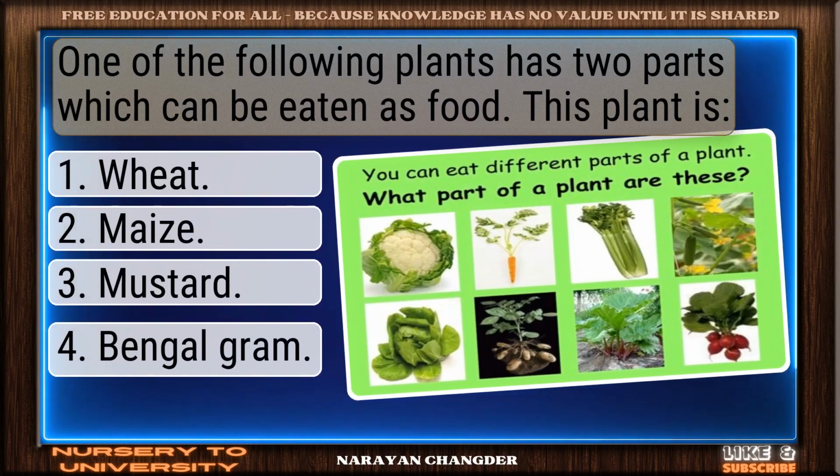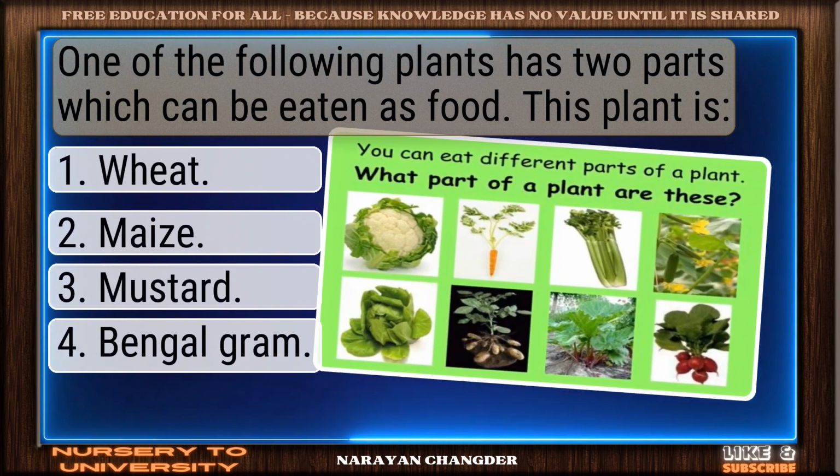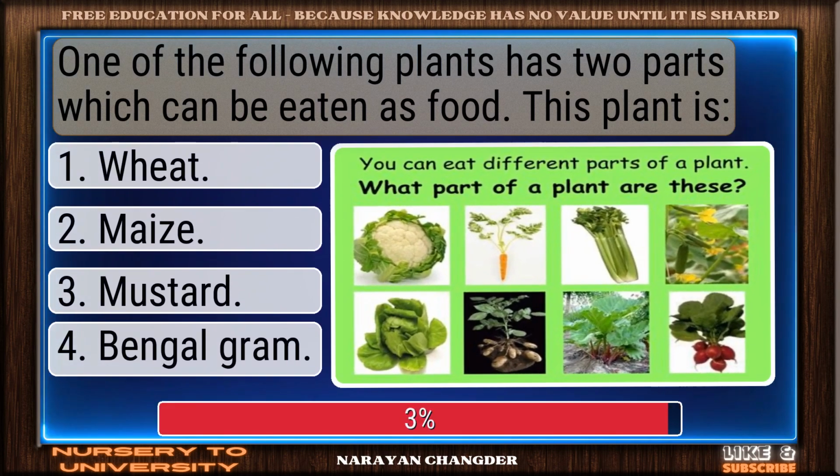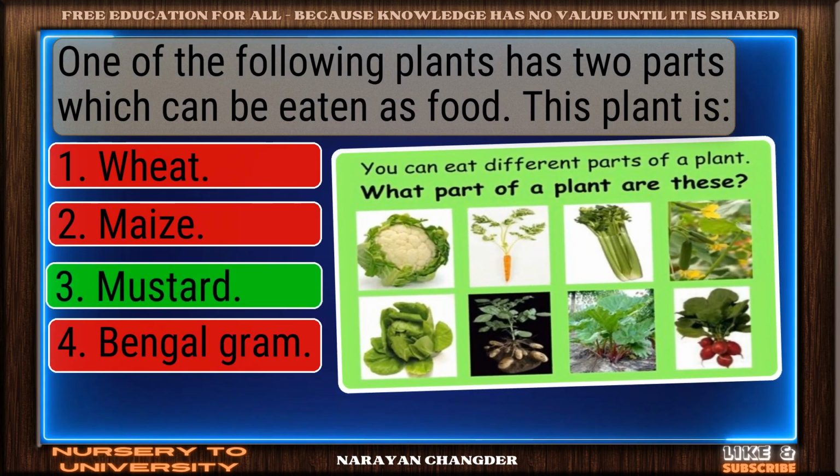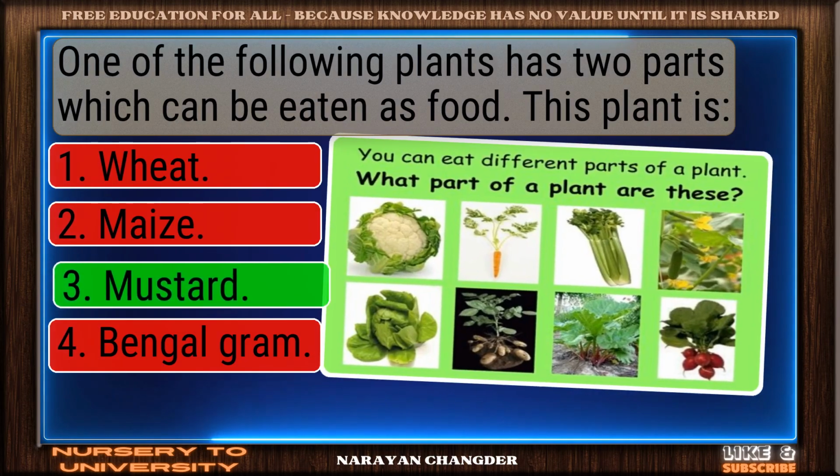One of the following plants has two parts which can be eaten as food. This plant is... Excellent choice. Mustard is the right answer.